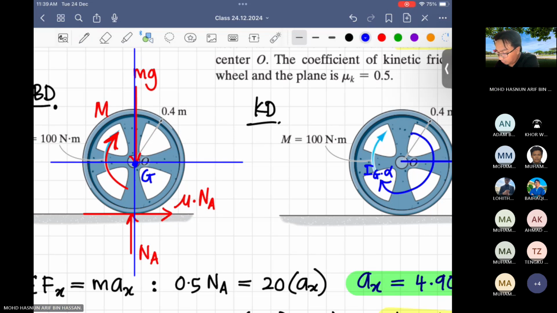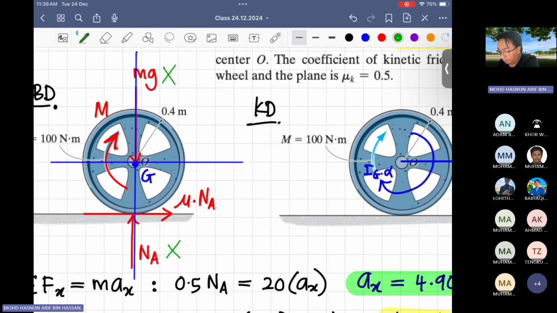Let's erase this one. NA should be exactly at this point. Let's draw the line again. NA can be shifted a little. The force that falls exactly on the line does not have a moment about point G. So mg has no moment, NA has no moment.